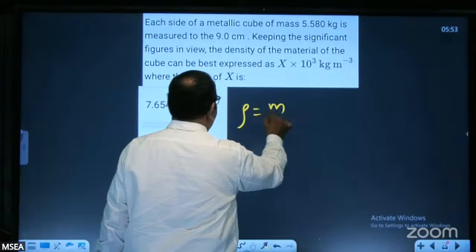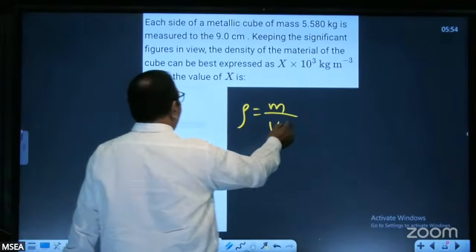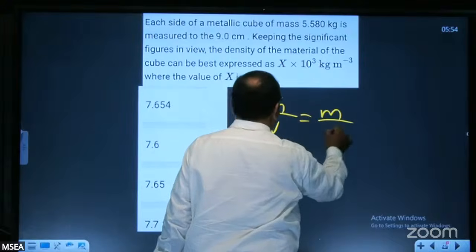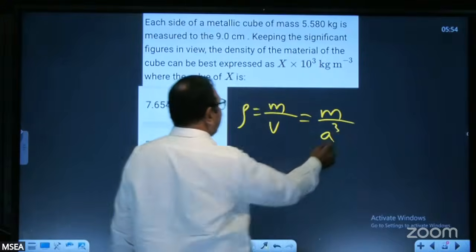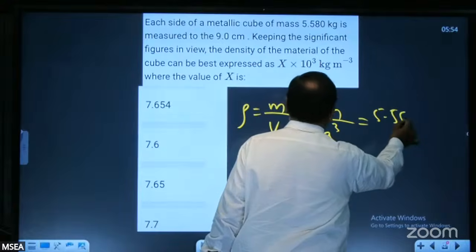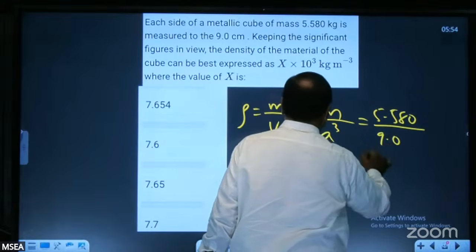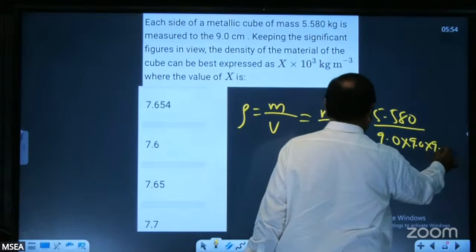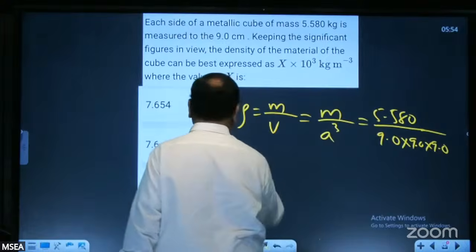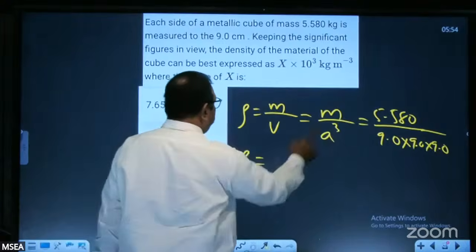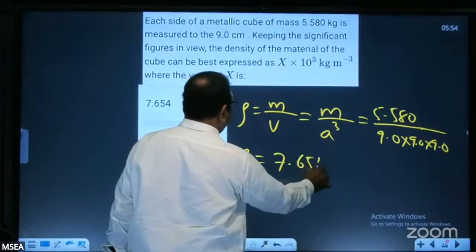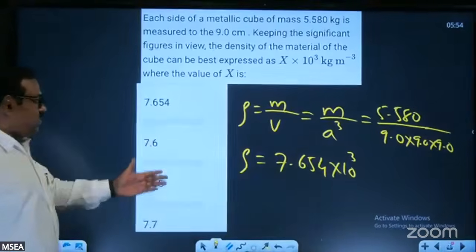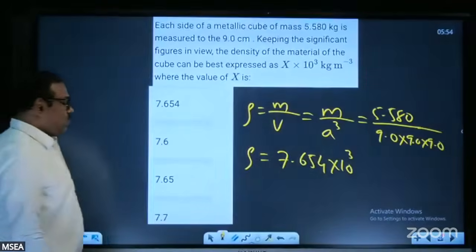Density is equal to mass by volume. It is a cube, so we can write mass by a cube. Then mass is equal to 5.580 by 9.0 into 9.0 into 9.0. This is the density. If you simplify this, you get 7.654 into 10 to the power of 3. As far as significant figures, the 10 to the power of 3 we won't consider.